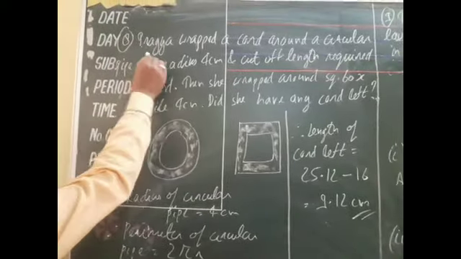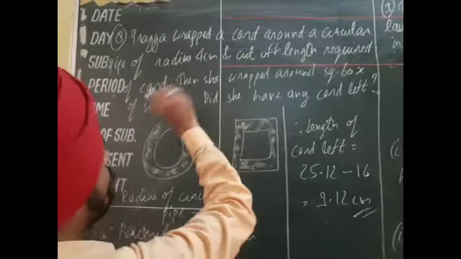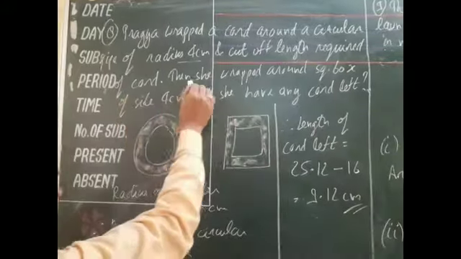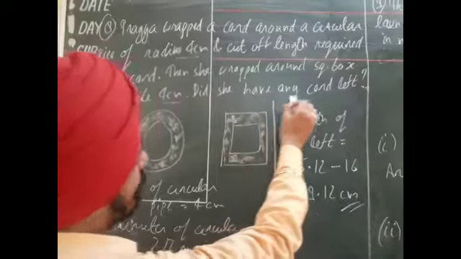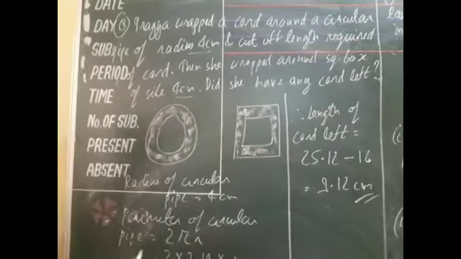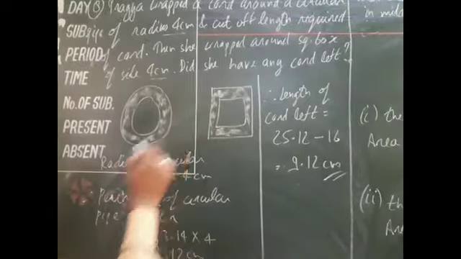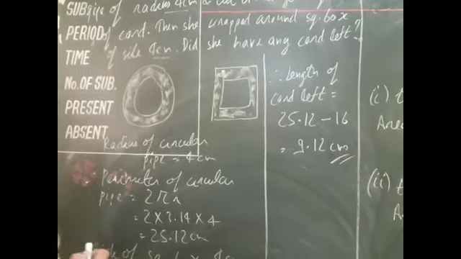Now see the 8th question. Pragya wrapped a cord around a circular pipe of radius 4 cm and cut off the length required of cord. Then she wrapped it around a square box of side 4 cm. Did she have any cord left? This you have to find. First she wrapped on a circular portion, then on a square shape. You have to find, did she have any cord left? So how will you find?